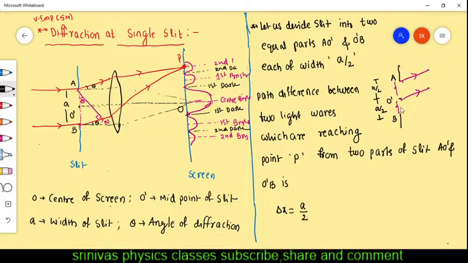That's A by 2 into theta. A by 2 into theta we write. But what is theta here? Theta from the previous equation. Theta is equal to lambda by A, which we got for the first minima. To explain the first minima, the theta formula is lambda by A. You substitute here, they will cancel. We got the path difference is lambda by 2. If the path difference is lambda by 2, then what is the phase difference?